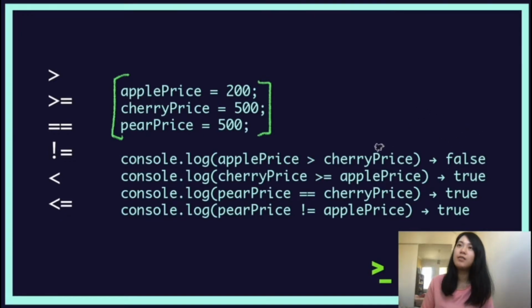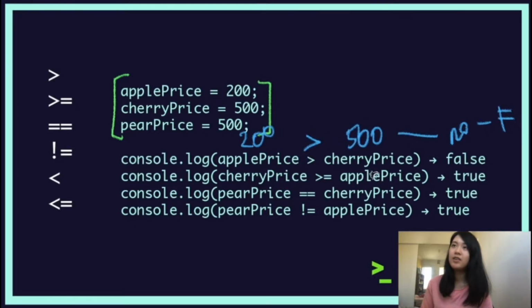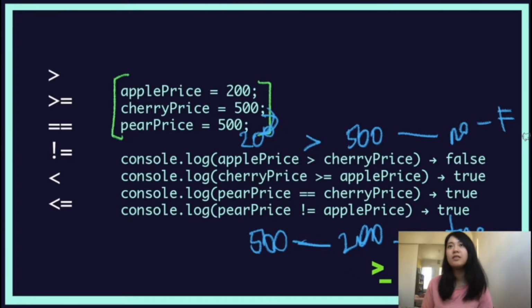So the first one, we're going to console.log the answer to, is apple worth more than cherry? And that's not, because the apples are worth 200 and the cherries are worth 500. And for the next ones, we can also see that, well, cherries are worth more than apples. That means that cherries are greater than or equal to apples. Either is fine.